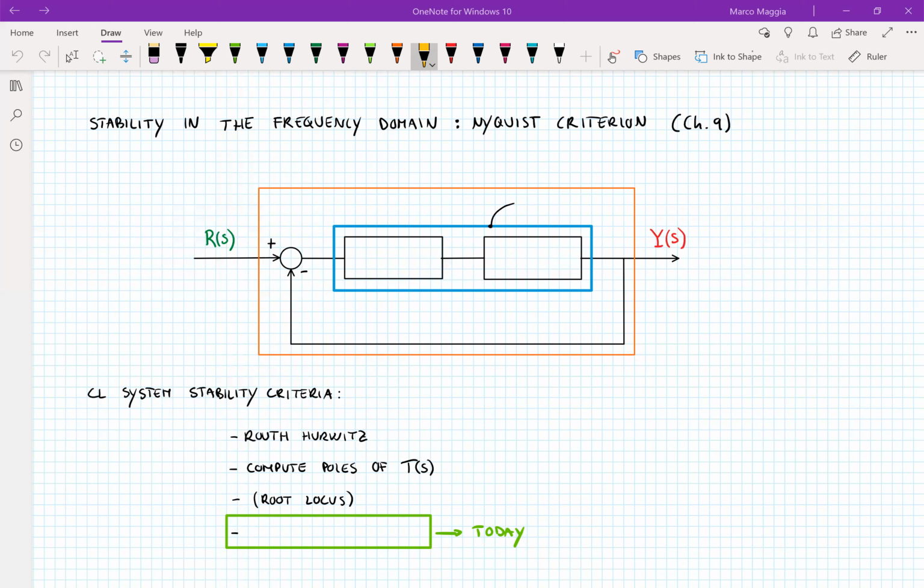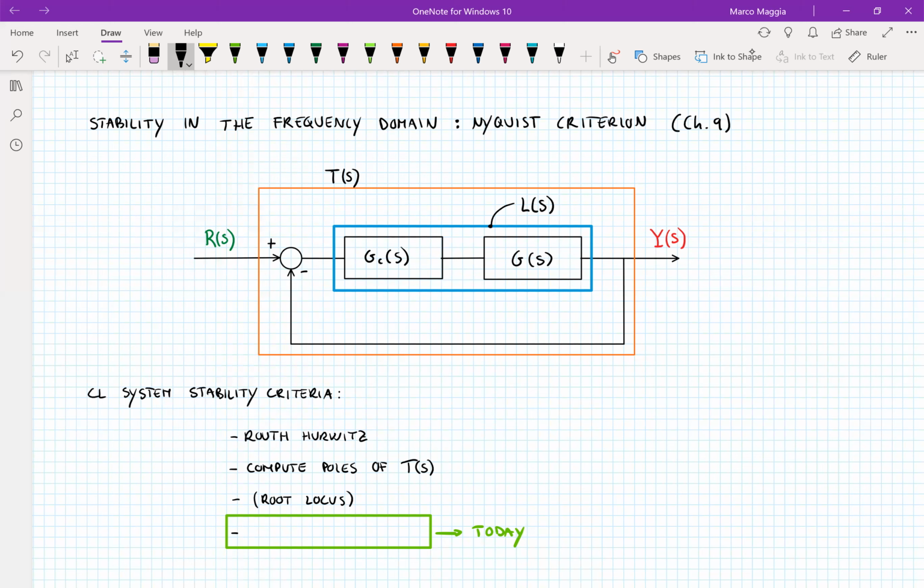Okay, so here, as usual, we're going to consider our unity feedback control system with our plant and our generic controller. So GC and G combined together, we've been calling them L of S, the loop transfer function. Of course, if we take in consideration the overall thing, that we have the closed loop transfer function T of S.